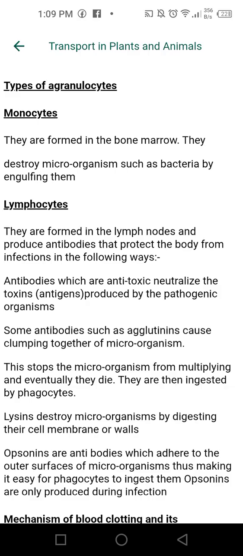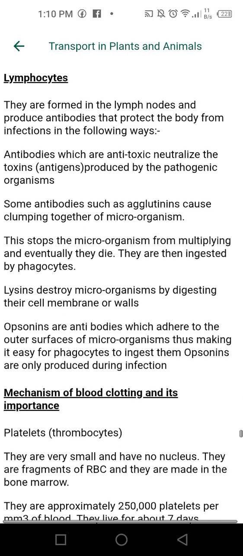Antibodies, which are antitoxic, neutralize the toxins, antigens, produced by the pathogenic organisms. Some antibodies, such as agglutinins, cause clumping together of microorganisms. This stops the microorganisms from multiplying and eventually they die. They are then ingested by phagocytes. Lysins destroy microorganisms by digesting their cell membrane or walls. Opsonins are antibodies which adhere to the outer surfaces of microorganisms, thus making it easy for phagocytes to ingest them. Opsonins are only produced during infection.